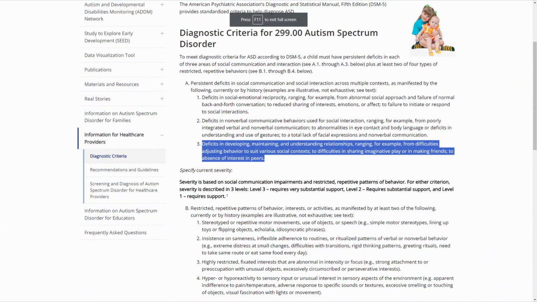So, moving on to number 3 of the mandatory criteria. Deficits in developing, maintaining, and understanding relationships, ranging, for example, from difficulties adjusting behavior to suit various social contexts to difficulties in sharing imaginative play or in making friends to absence of interest in peers. The third one is a bit confusing in my opinion.